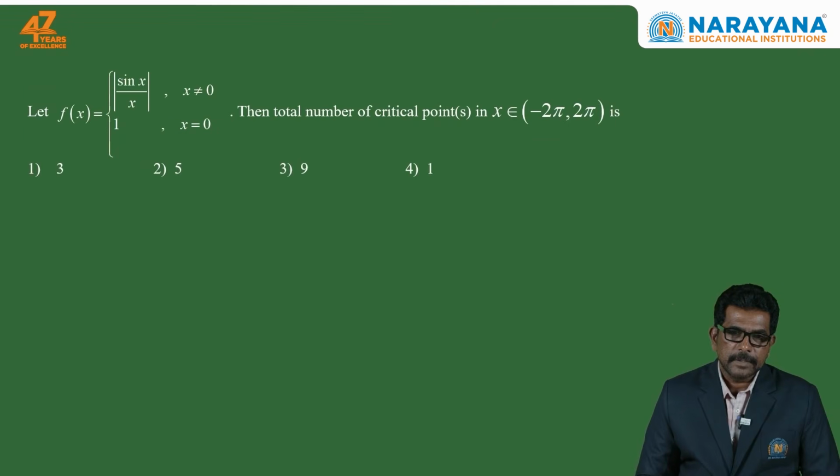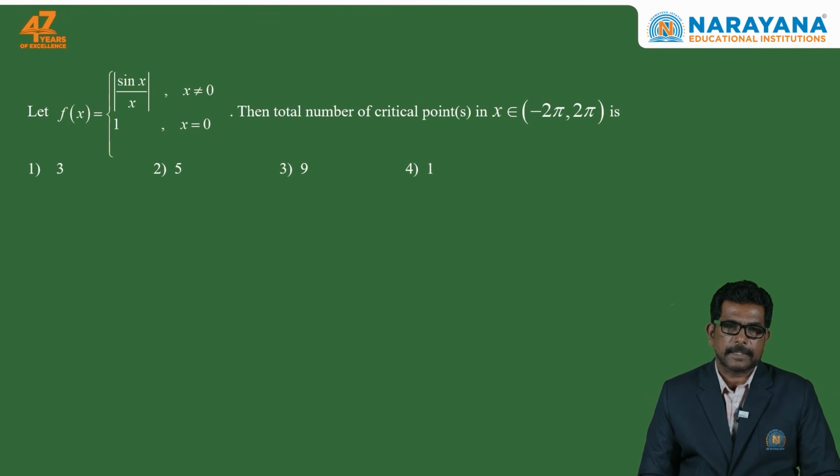Hi everyone, this is Subramanyam, Mathematics Faculty, Narayana Group. Already 7 questions are completed in this shift. The 8th question is: let f of x is equal to mod sin x upon x when x is not equal to 0, and 1 when x is equal to 0. Then the total number of critical points in the interval minus 2 pi comma 2 pi they asked.